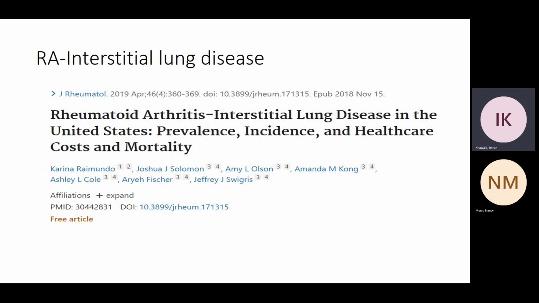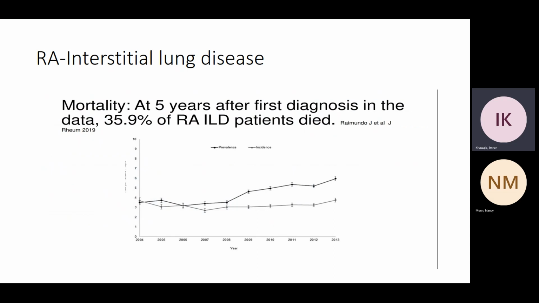This is a paper that discusses prevalence, incidence, costs, and mortality. In that paper, one important thing that was shown is that at 5 years after the first diagnosis, up to 36% of patients, just like the Danish study that I showed you earlier, so most of the patients, up to 36%, had already died by 5 years.